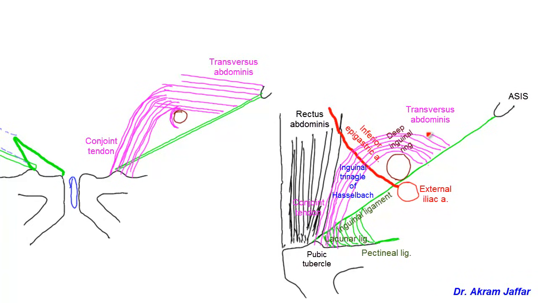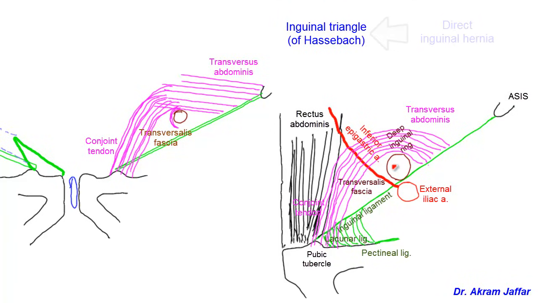Those arching fibers, while doing so, form part of the floor of the inguinal triangle. The lateral part of the triangle here, which is not strengthened by the conjoint tendon, is formed by the transversalis fascia alone. Weakness of the floor of this triangle can predispose to a hernia. This hernia can push itself from the abdomen forwards into the inguinal canal without passing through the deep inguinal ring.